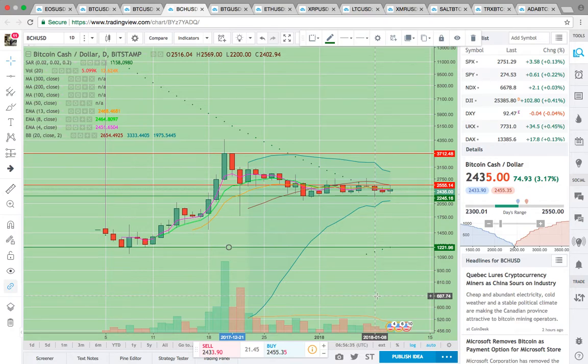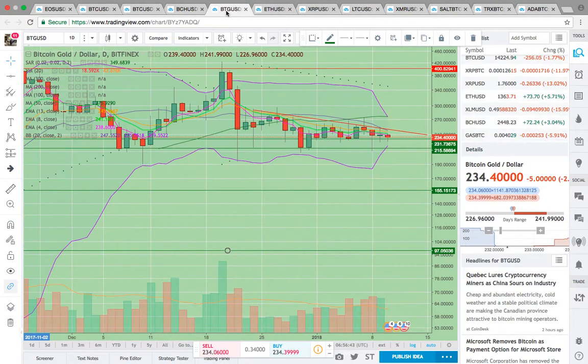If it's a break above resistance, that signals it wants to head higher. Break below support, it signals it wants to head lower. Notice it's been on very light volume. So it looks like it's setting up.